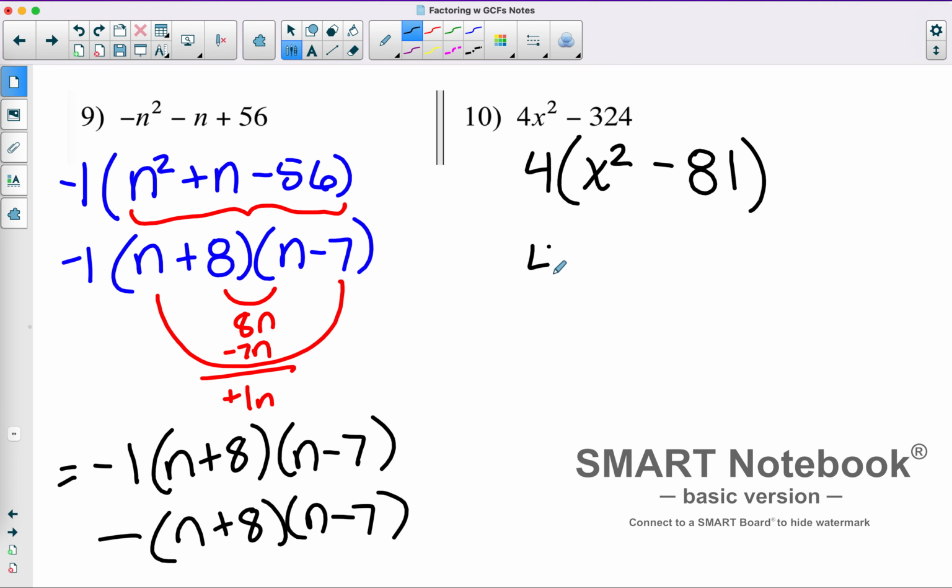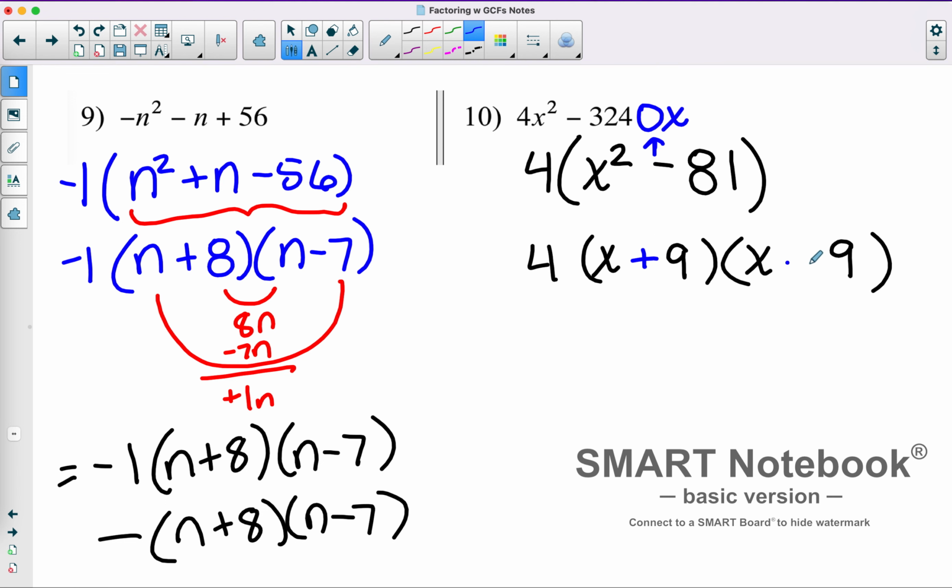But it does continue to factor because I can get an x squared from multiplying x times x. We can get an 81 by multiplying 9 times 9. And there's a 0x term here right in the middle that's kind of missing. That's because if I had a positive 9 and a negative 9, they would combine 9x and negative 9x to be 0x. So this is actually completely factored.